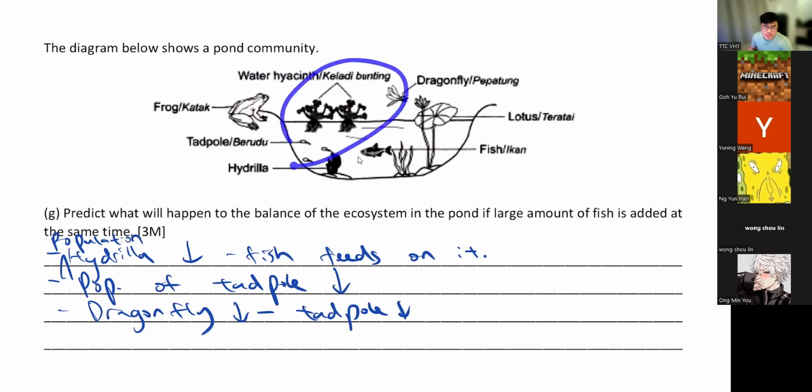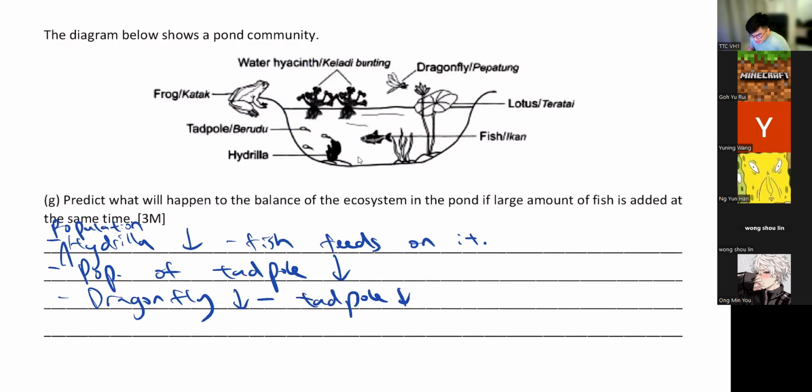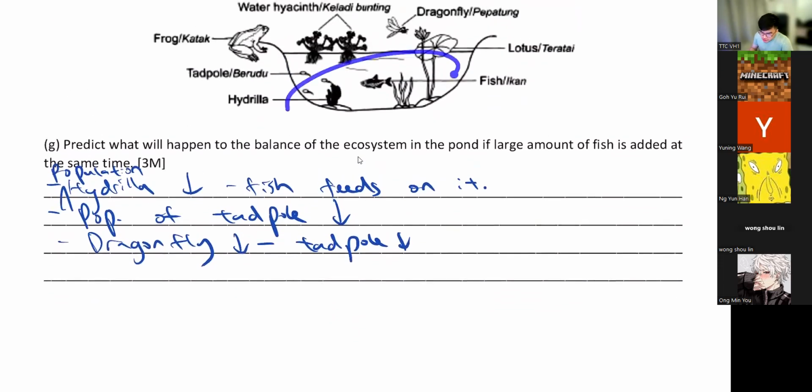Right. So guys, this is the reason why you don't simply throw animals into an ecosystem. Have I told you guys about the rabbit ecological disaster before? They overpopulate, remember? They decided to release a bunch of rabbits into the wild. That's why you don't do that. So if you throw a bunch of fish into this pond, you're going to destroy the whole ecosystem.